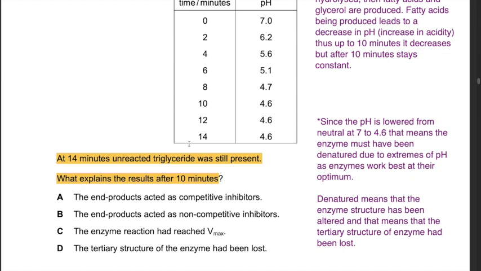And if you look at the answers, A, the end products acted as competitive inhibitors. No, that cannot be true, and we cannot be certain of this answer. Answer B, the end products acted as non-competitive inhibitors. Again, we do not know if the end products acted as competitive or non-competitive. So answers A and B are not answers we must go for because we are not really sure about that.